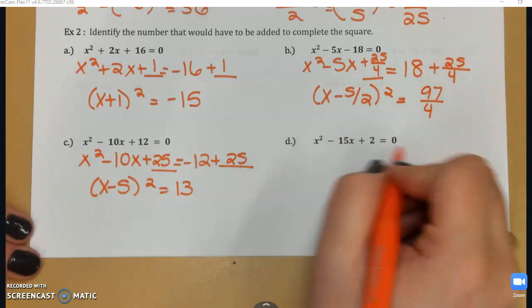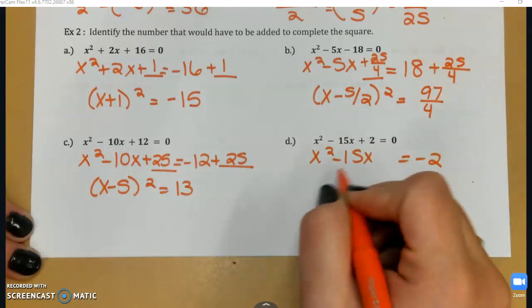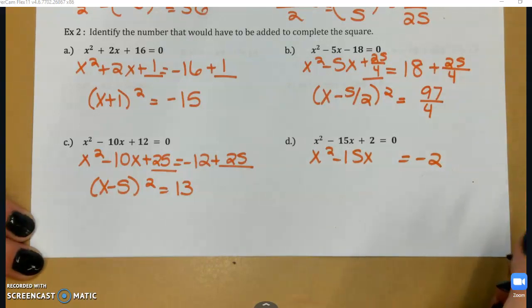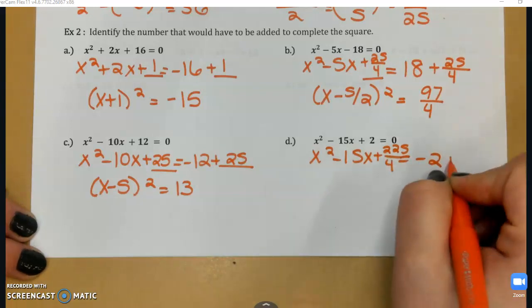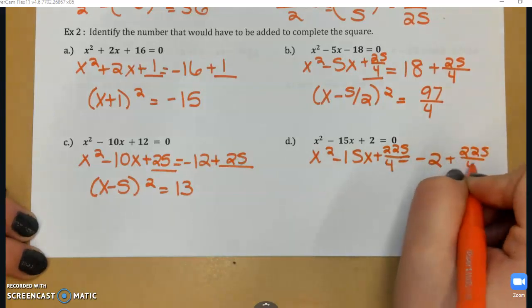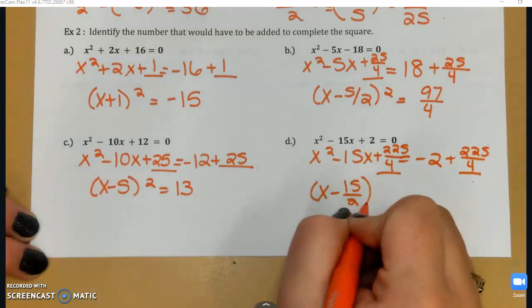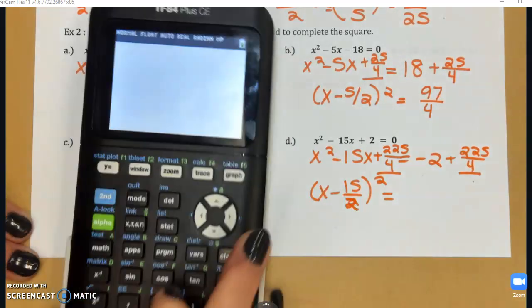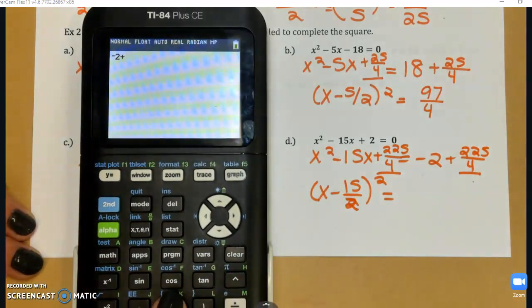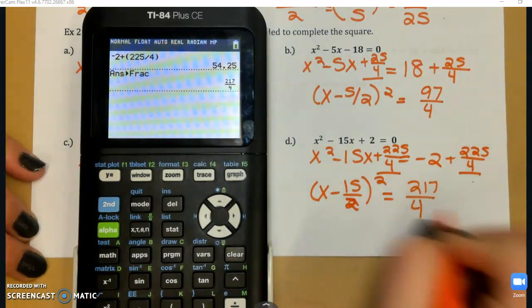Last one for this set. Move my constant to the other side. Half of 15 is 15 over 2. 15 over 2 squared is 225 over 4. If I'm adding it on the left, I need to add it on the right. And again, I'm going to use my calculator to add those numbers. Negative 2 plus 225 over 4. Math, enter, enter. 217 over 4.